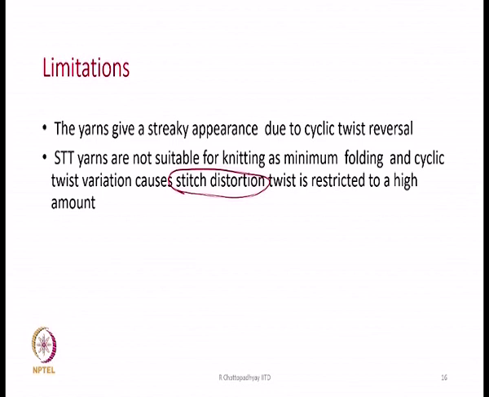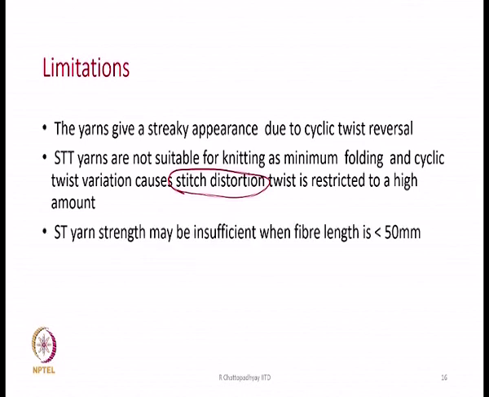So, they are not suitable, because if you look at the applications, most of the knitted products are made from wools. A lot of knitted products are made from wool, like sweaters. So, this could be one problem, the twist distortions. And the ST yarn strength may be insufficient when fiber length is less than 50 mm. So, it is basically suitable for long staple fibers.